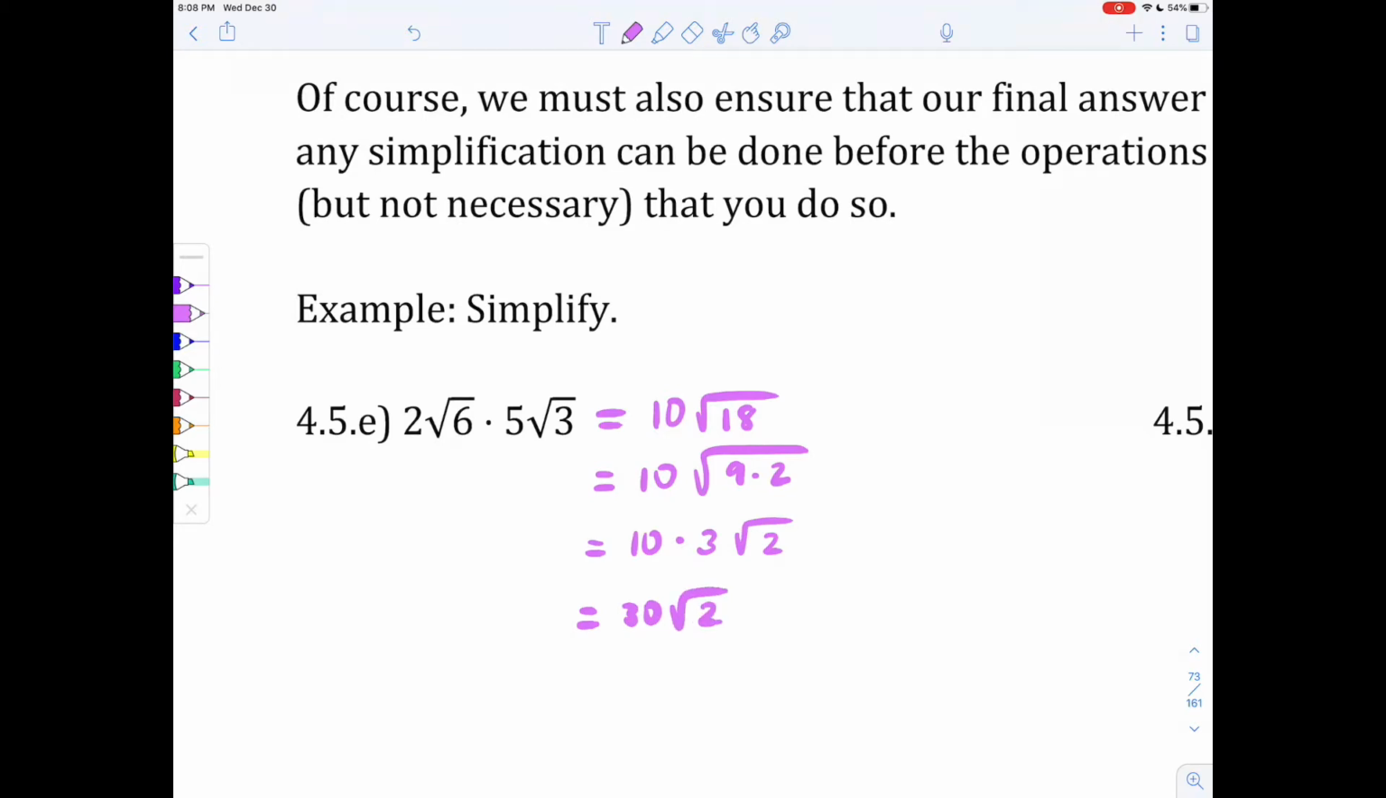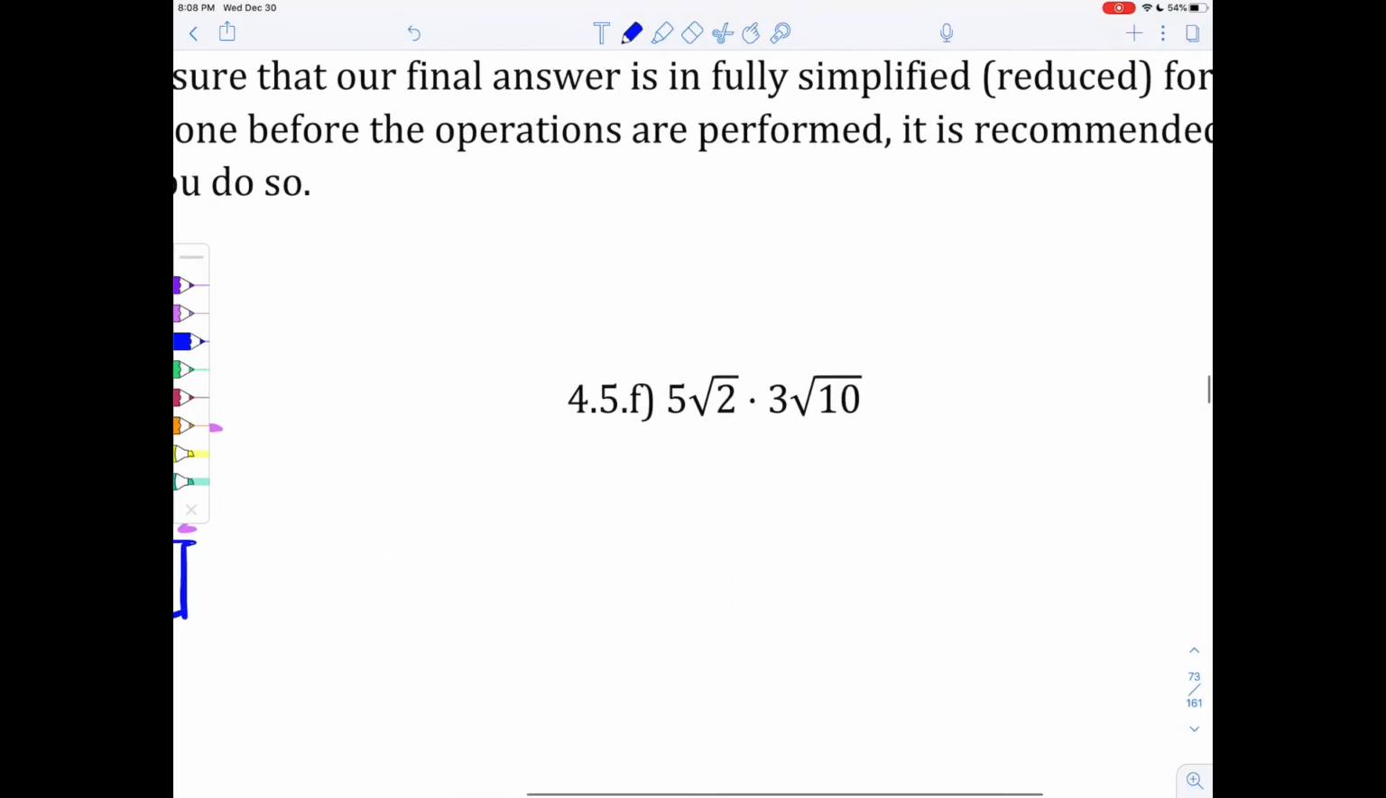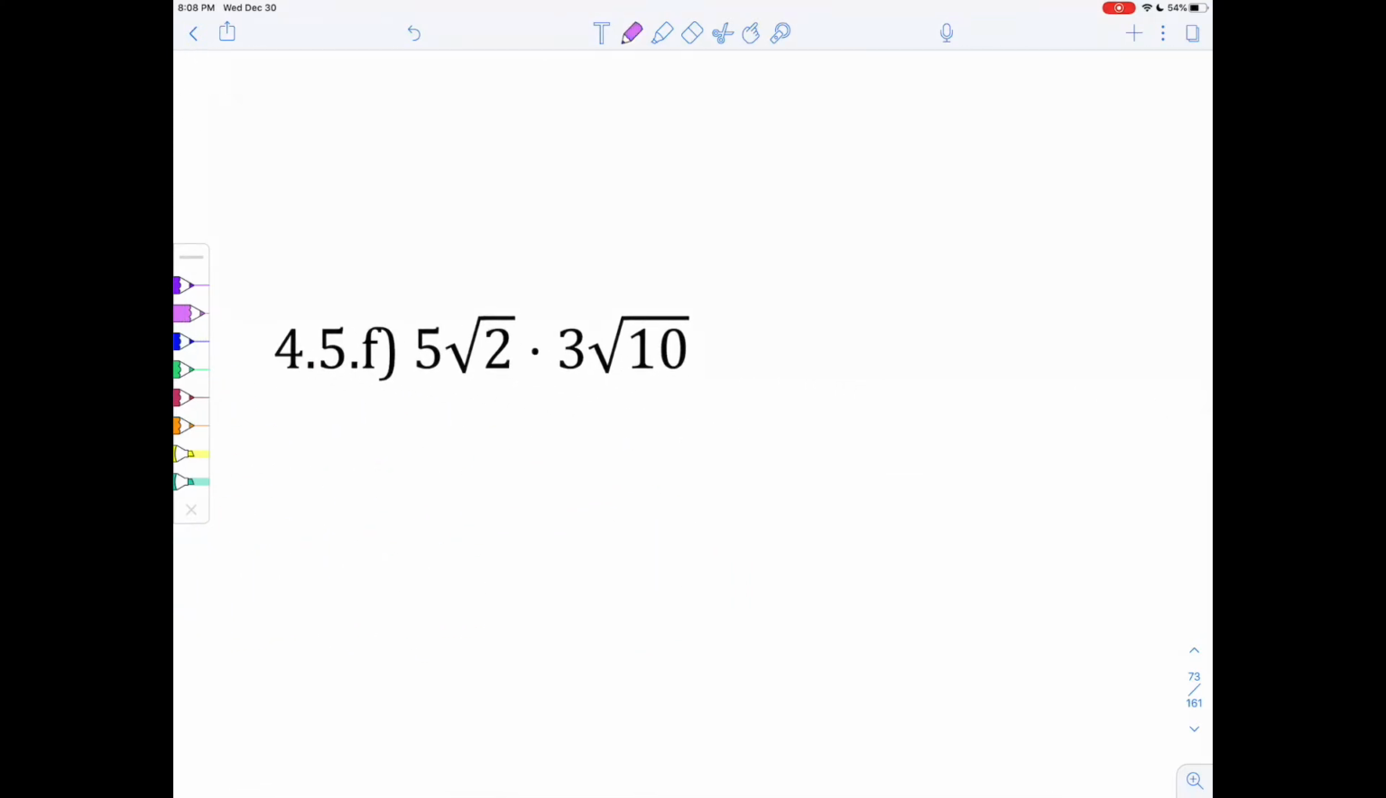Now, this is fully simplified because there's no factors of 2 that are perfect squares, so this is where I'm getting out my quadrilateral and moving on up. And by up, I mean across the page to the next example. And here again we go. If you can, and I know you can, pause this video and try this next example on your own.